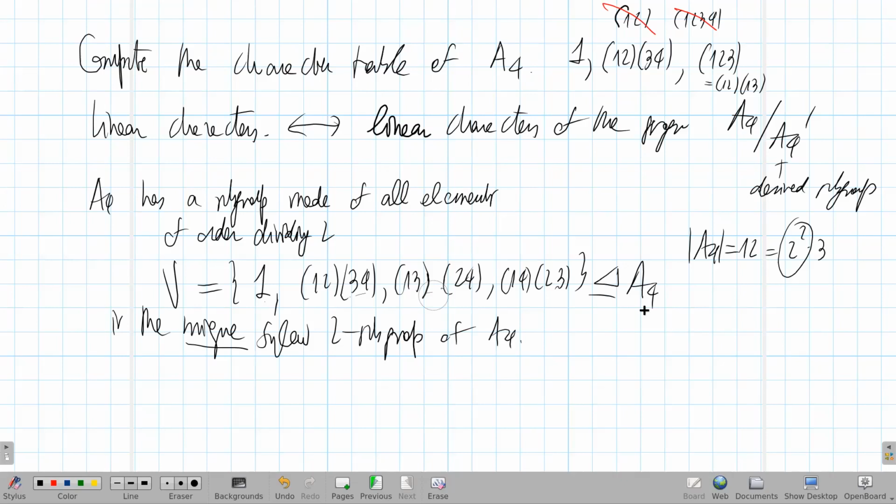Good, because remember, all the CO2 subgroups of A4 form a single conjugacy class. And so if there is only one, it has to be normal, a conjugacy class made exactly of one subgroup.